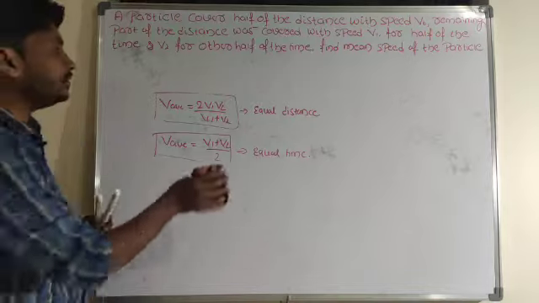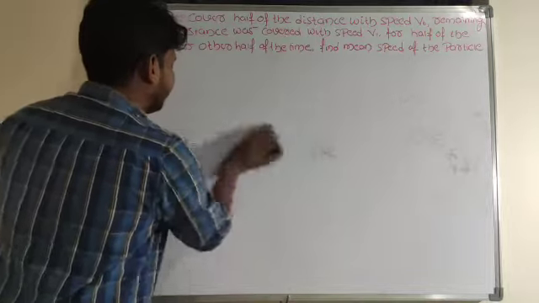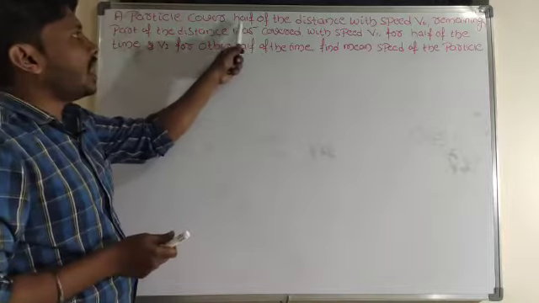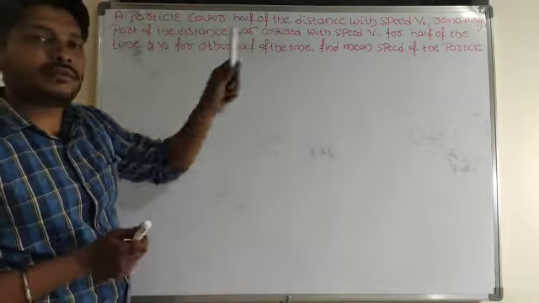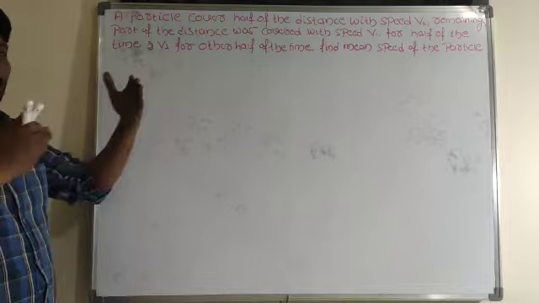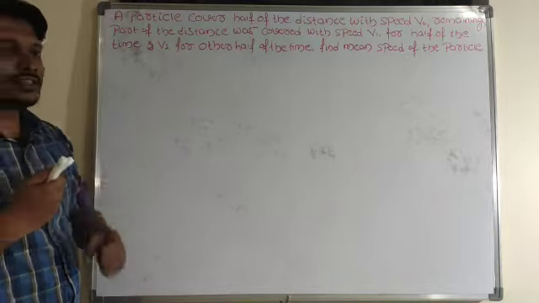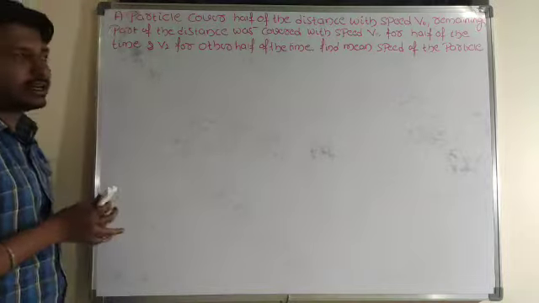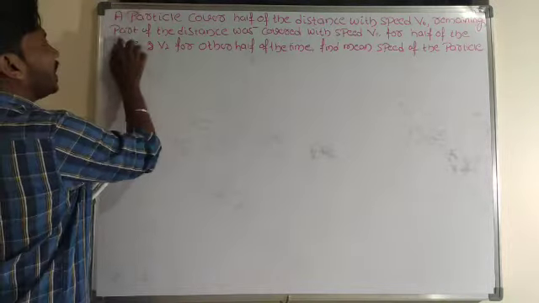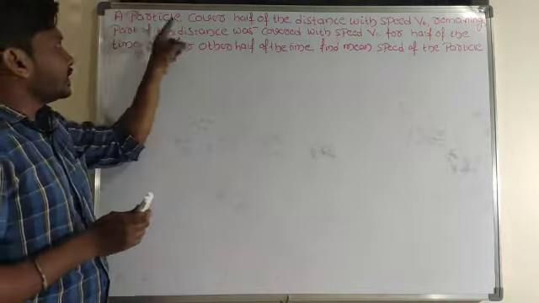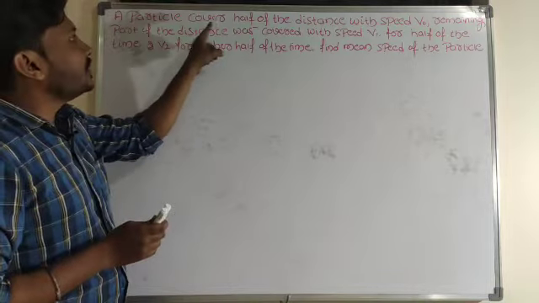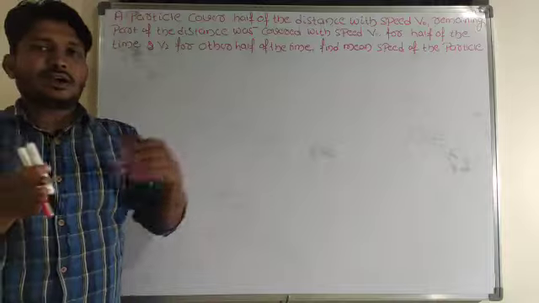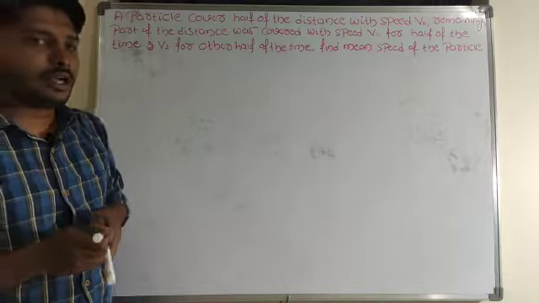So I will read out the question here. Look at here: a particle covers half of the distance with speed v0. So in the total distance, half of the distance it is moving with speed v0. Read the remaining part: the remaining part of the distance was covered with speed v1. So let me draw a diagram for this object.